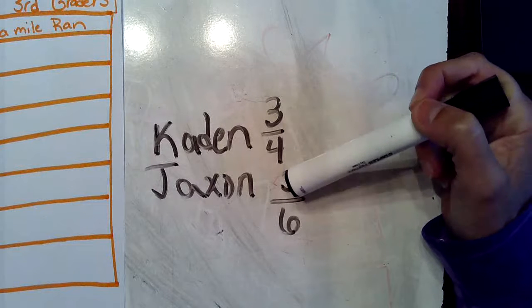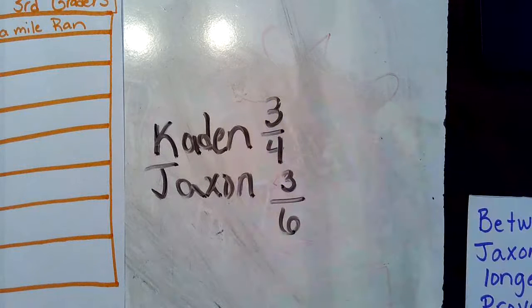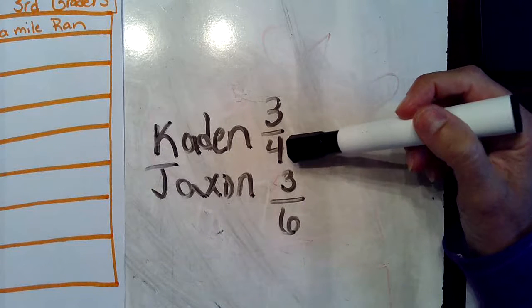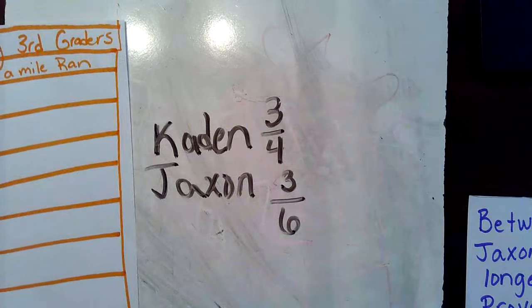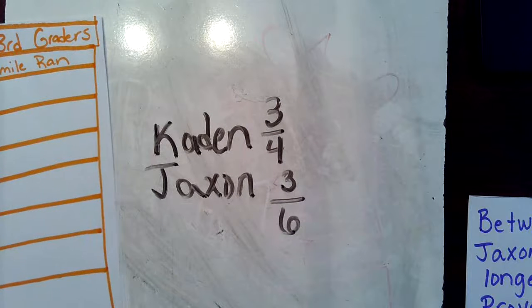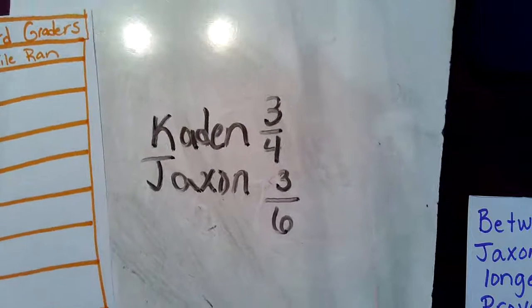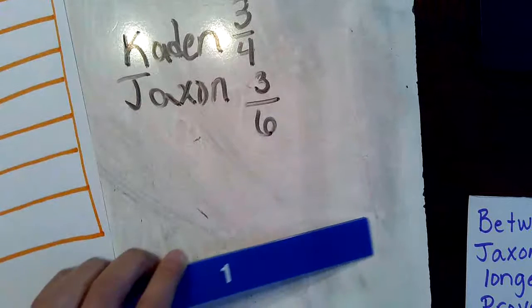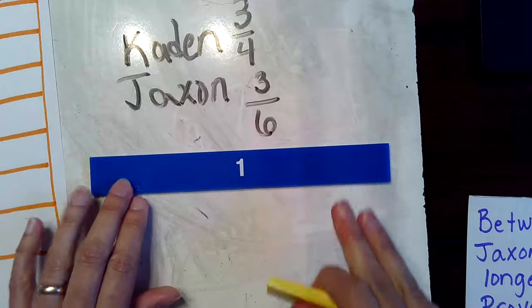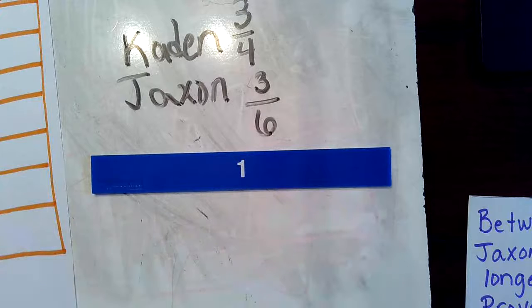So in your mind, think about if I divided this in half and then divided each half in half, I would have 4 equal parts. Well, Caden, his mile was divided into 4 parts, and he ran 3 of those 4 parts, or 3/4 of a mile. So we'll have Caden on top. Now Jackson, his mile was divided into 6ths, and he ran 3/6 of a mile.